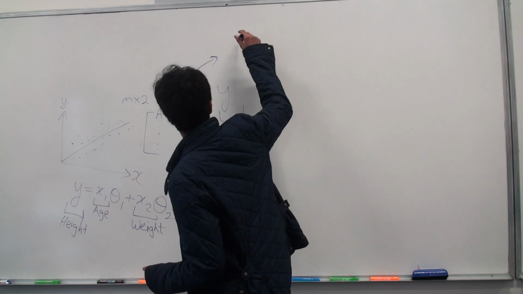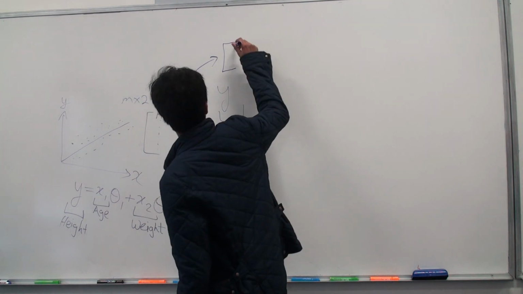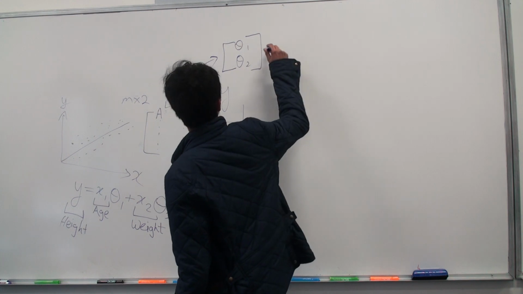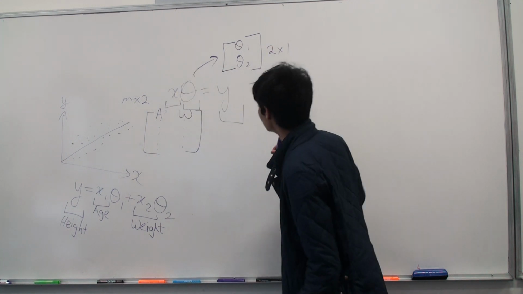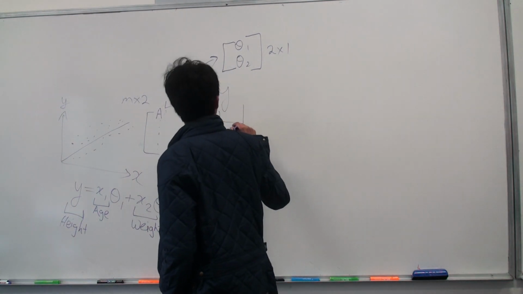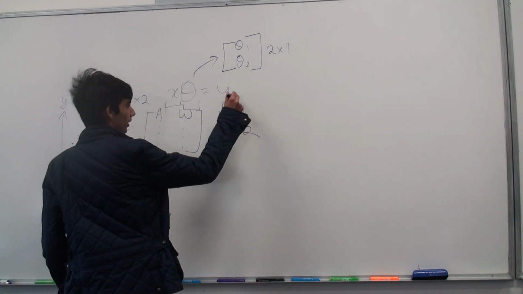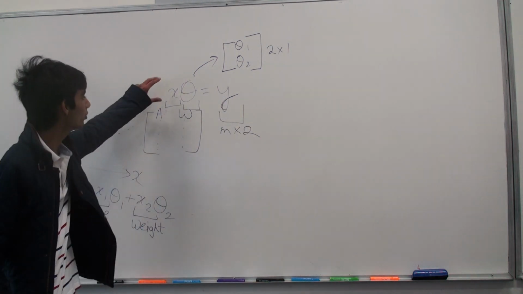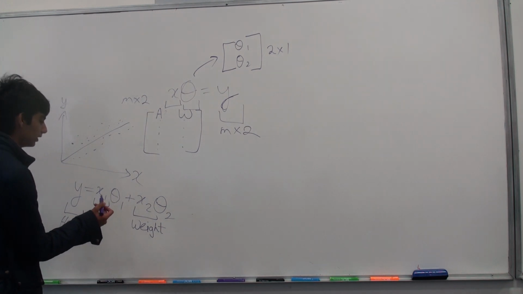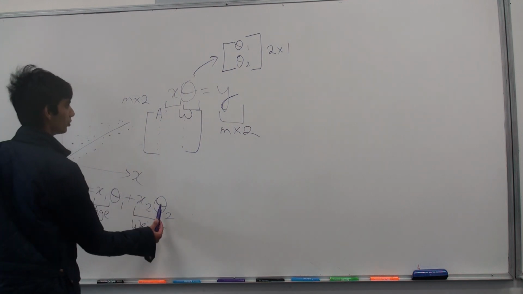Then we have our matrix theta, which consists of the weights. So here we have theta 1, theta 2. This is a 2 by 1 matrix. And our output y will be an m by 1 matrix. So this is what we'll have to predict. We want to solve for theta, our matrix of weights, because that's what we want to find out. In this case, we want to find out theta 1 and theta 2.